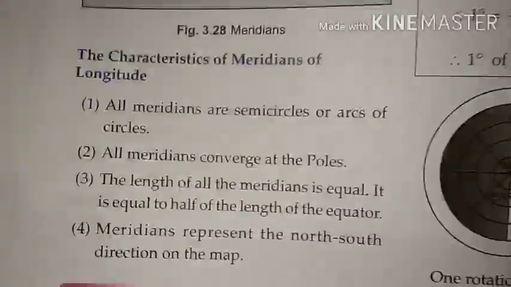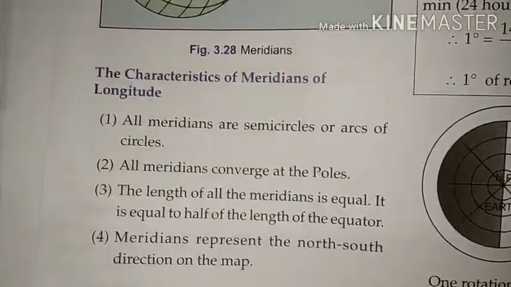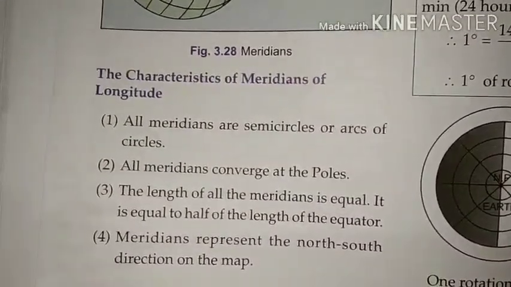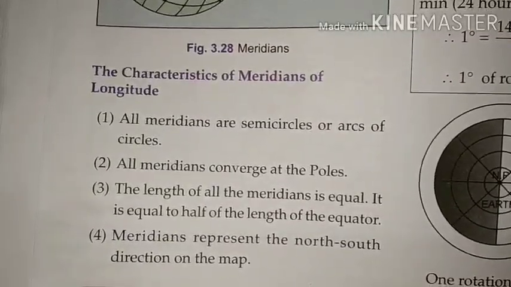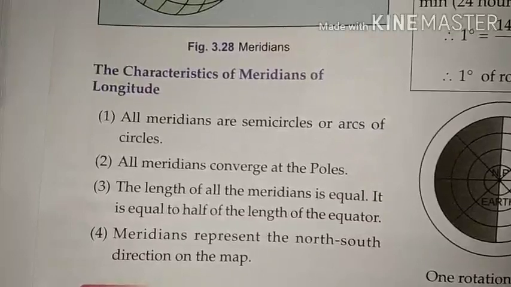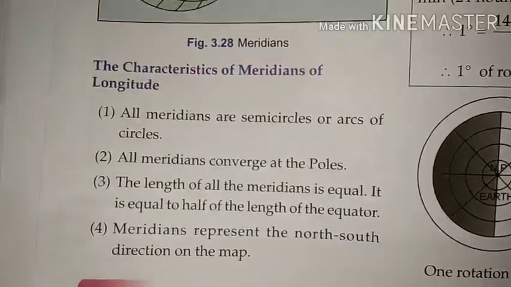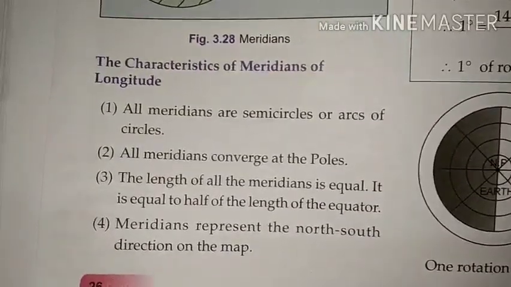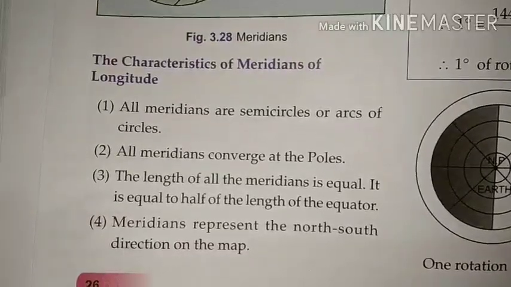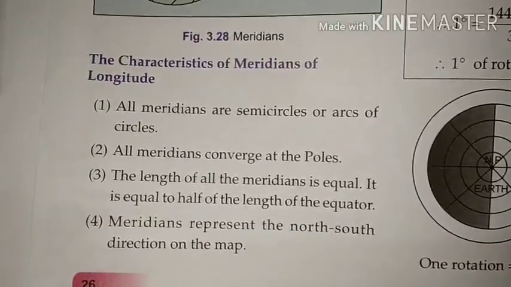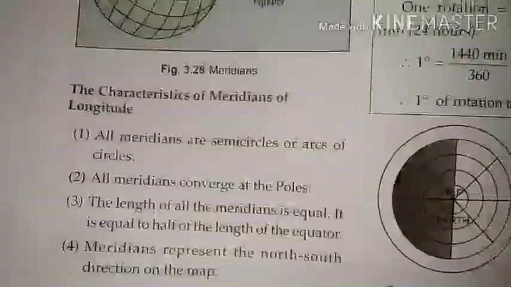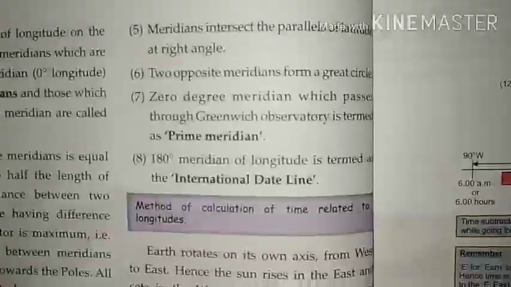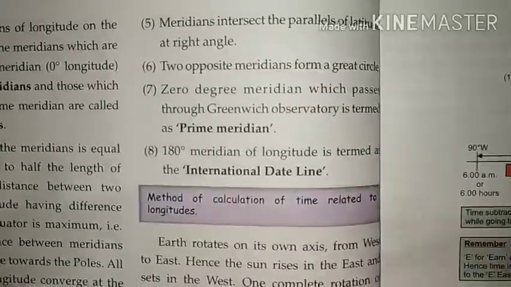Now let us talk about some of the characteristics of meridians. All meridians are semicircles or arcs of circles. All meridians converge at the poles that we have discussed. The length of all the meridians is equal. It is equal to half of the length of the equator. Meridians represent the north-south direction on the map, so the top part is north and the lowermost part is south. Meridians intersect the parallels of latitude at right angles.